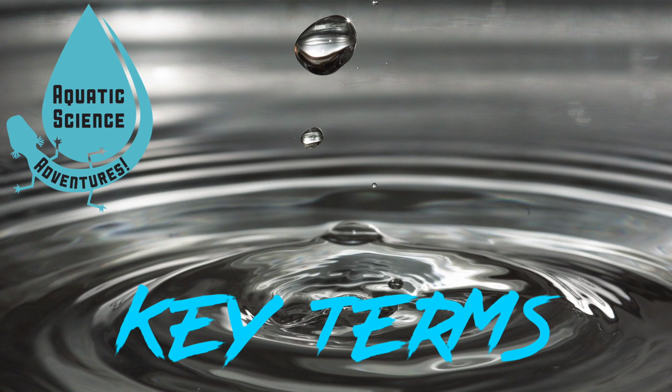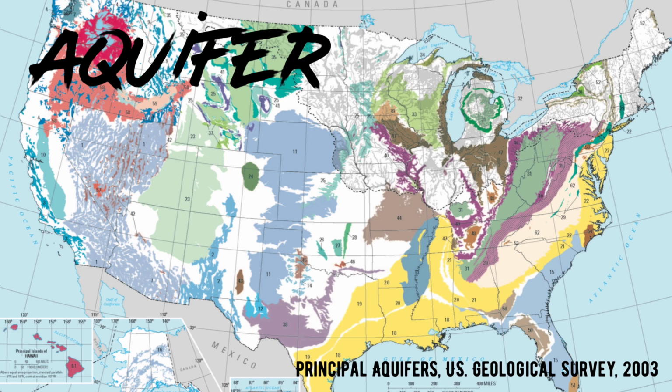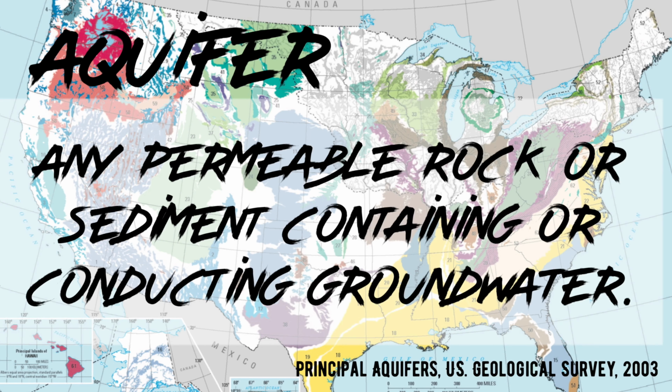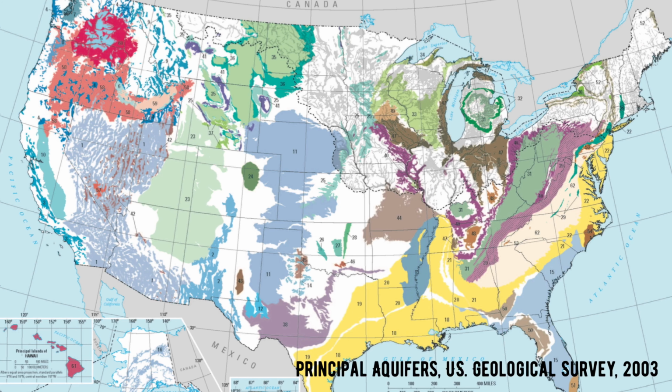In this video, we are going to make our own simple water filtration system and learn how it is similar to and how it differs from natural aquifers. You can use this activity to introduce key hydrology concepts like aquifer. An aquifer is any permeable rock or sediment containing or conducting groundwater. This is a map of aquifers in the United States.